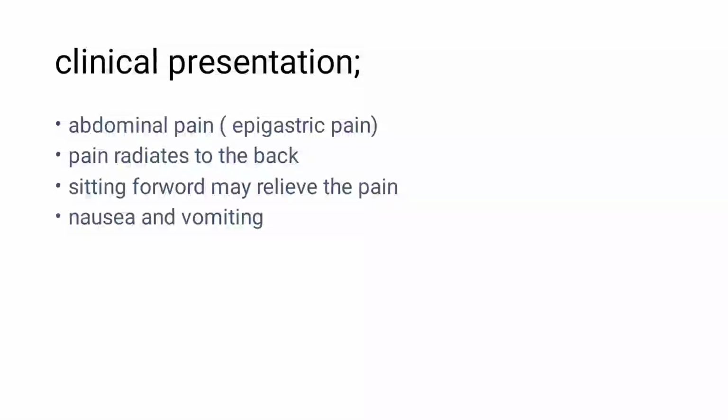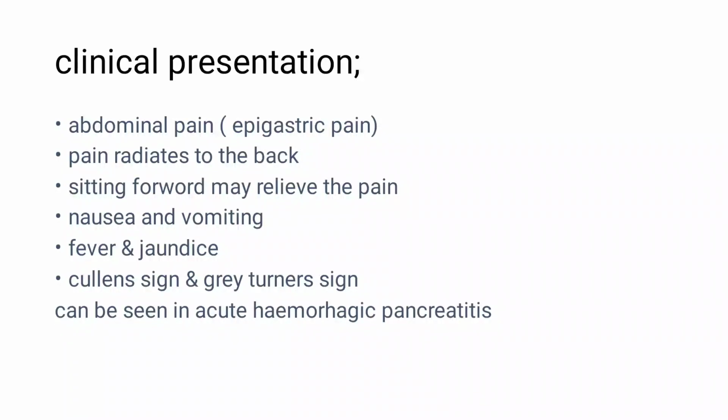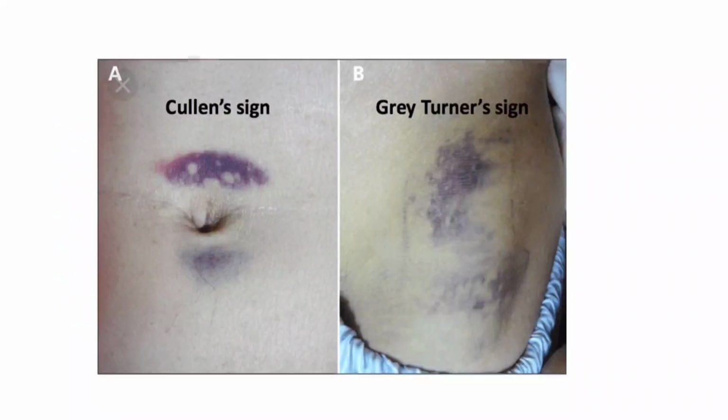Okay. The patient may feel nausea and vomiting, fever and jaundice, and then we have signs like Cullen sign and Grey-Turner sign. Now these are very uncommon, but they can occur especially in patients having acute hemorrhagic pancreatitis. Now this is the Cullen sign. This is hemorrhagic discoloration of the skin around the umbilicus, the periumbilical discoloration of skin, called the Cullen sign. However, in the Grey-Turner sign, you will get hemorrhagic discoloration in the flank region.